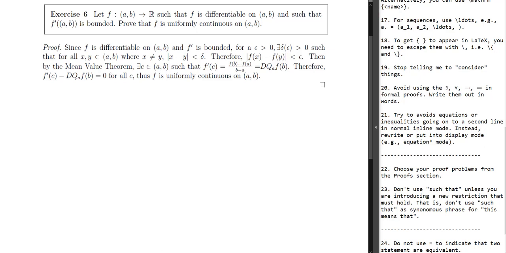So, our first problem today: let f be a function from the open interval (a, b) to the reals such that f is differentiable on the entire open interval (a, b), and such that the derivative of f on this interval is bounded. So we're looking at the range of the derivative, and we assume that the range is bounded. Prove that f is uniformly continuous on the open interval (a, b).